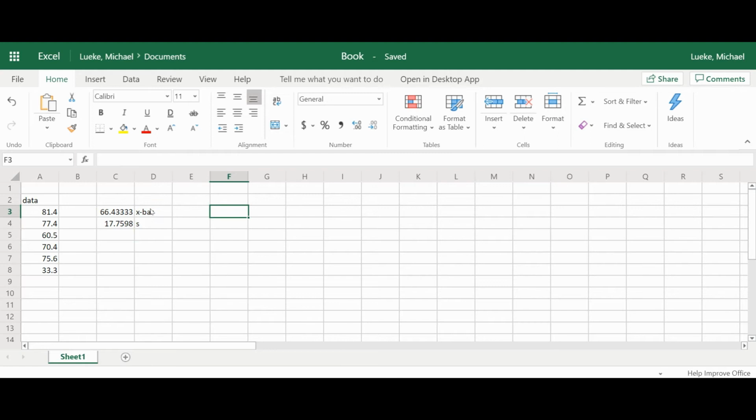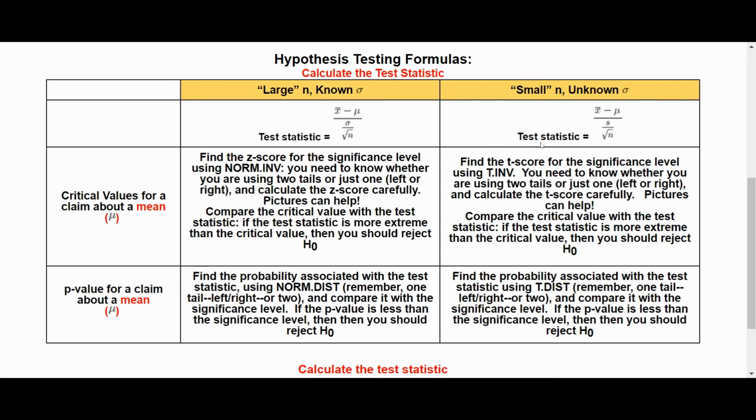Now, if I want to compute the test statistic, it's going to be this formula, which is very similar to the one that you used with the normal distribution. The only difference is that instead of a sigma here, this is an S. It looks a little bit like an 8, but it's an S. So it's going to be the sample mean, minus the population mean, divided by the sample standard deviation, divided by the square root of n.